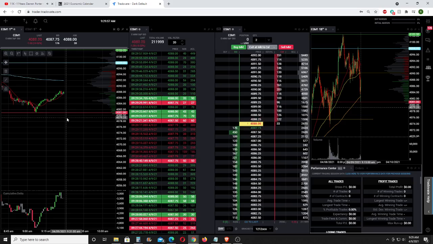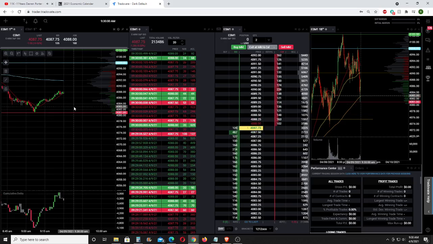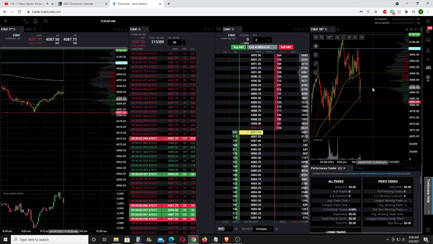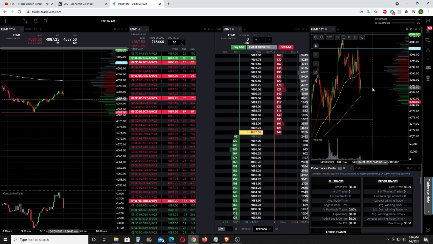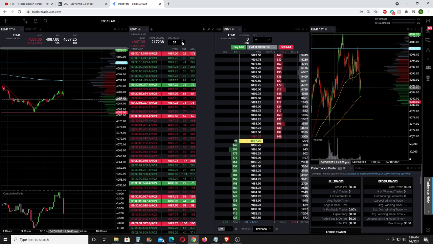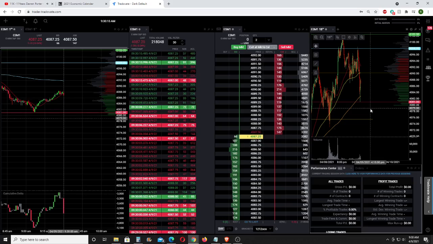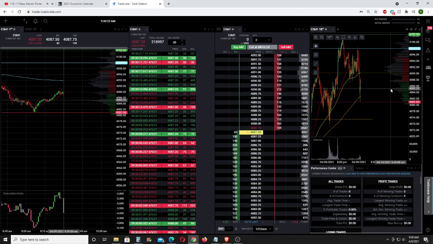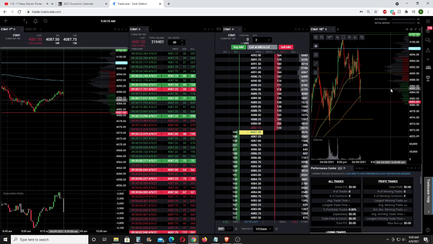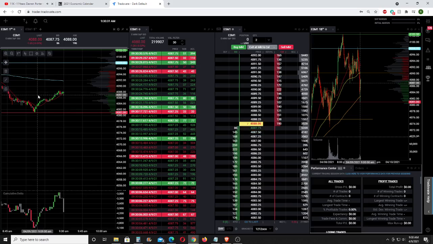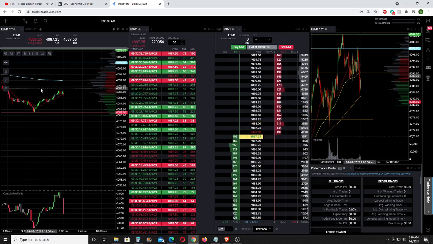Alright, and the market is open and we have liftoff. Alright, let's see. I want to filter this to, let's put this to 30. It's hovering over the 9 period moving average.